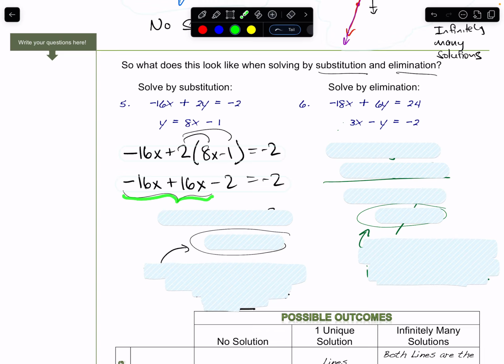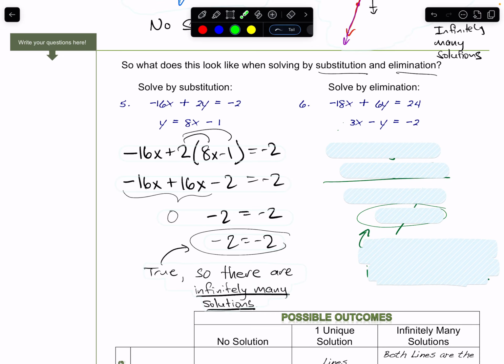And now we can combine like terms and try to solve for x. But the x terms end up canceling this time. So there's no x terms anymore, the variable goes away, and we get a true statement. We get that negative 2 equals negative 2. And if you get a true statement, whether you're substituting or eliminating, that is the same thing as having one line graphed on top of itself. There are infinitely many solutions.